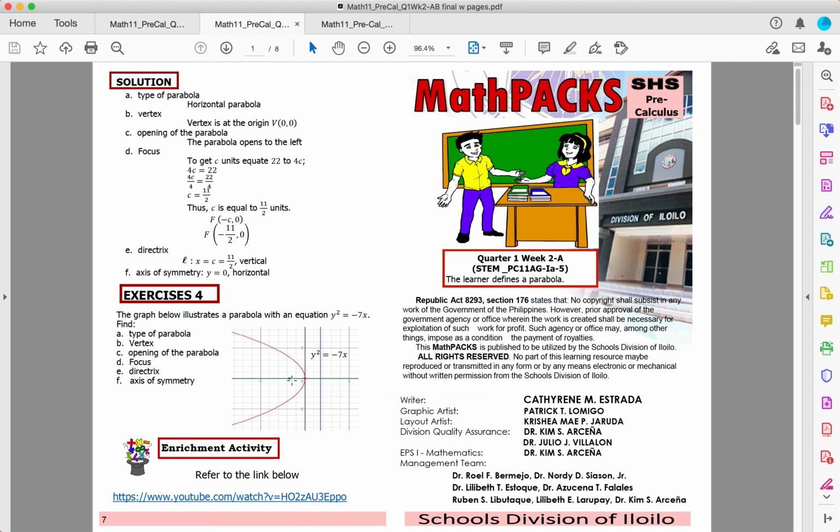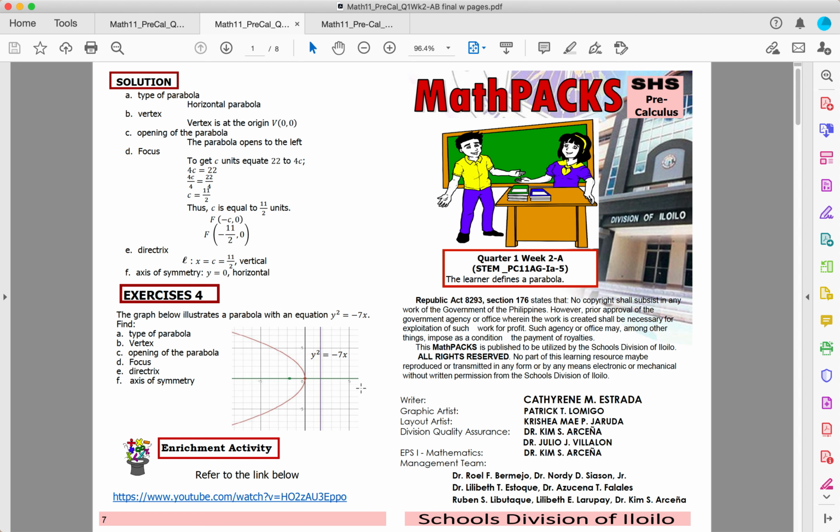At the point (0, 0), negative 7 fourths is 0. 7 fourths is equivalent to 1 and 3 fourths, that's why it's almost here. On the other hand, the directrix is at x equals 7 fourths because this line is the directrix crossing the x-axis at positive 7/4. The axis of symmetry is again the x-axis.